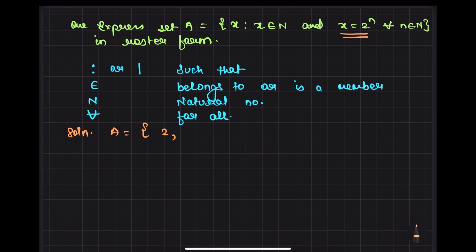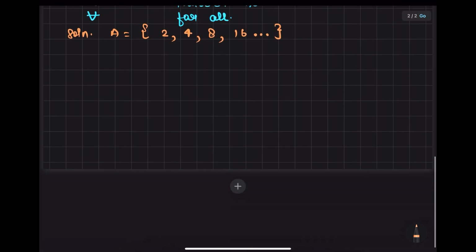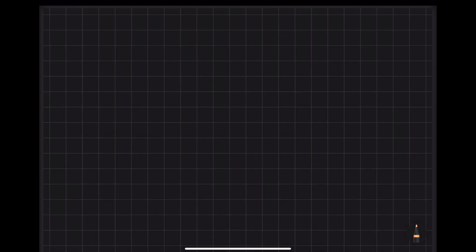Now second natural number is what? 2. So 2 power 2 is 4. Now third natural number is 3. So 2 power 3 is 8. Now fourth natural number is 4. So 2 power 4 is 16. You know that there exist infinite elements in the set. We cannot write them manually, so we will use this symbol because it represents the sign of continuation. Okay. I hope this question is clear? Let's move on to the next question.